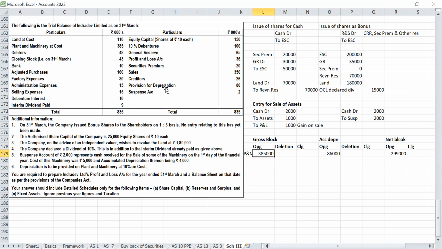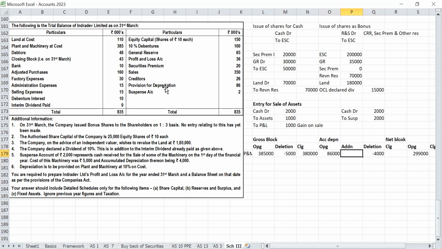Then how much asset we have sold out? Only cost, 5,000, sir. That you have to reduce. Correct? There is no information about additional purchase. So our closing cost will be 380. Then in accumulated depreciation, 4,000 we have sold, so 4,000 you should reduce.